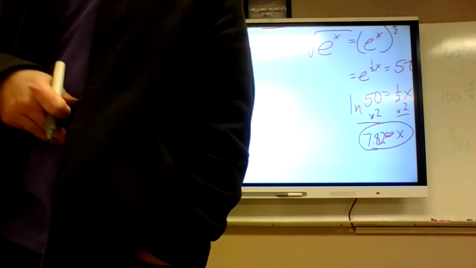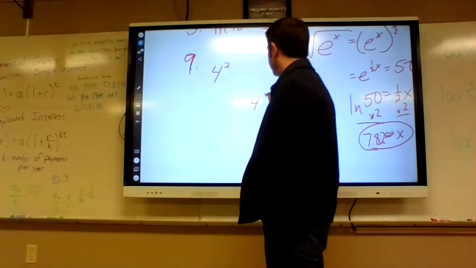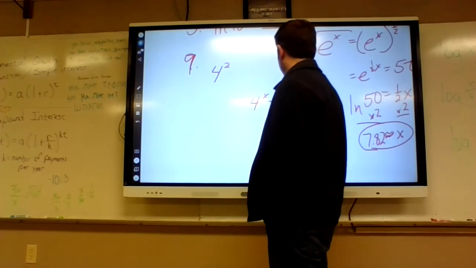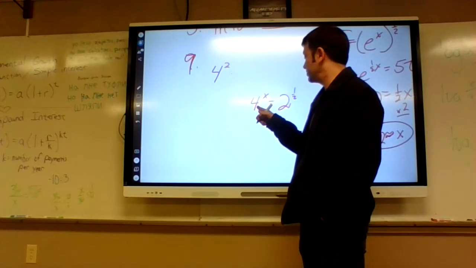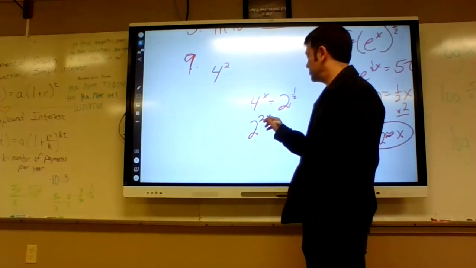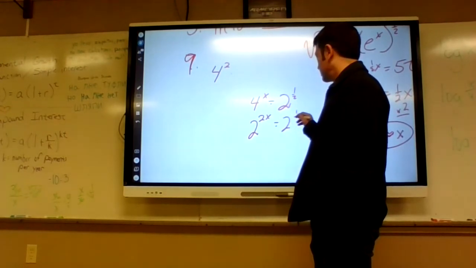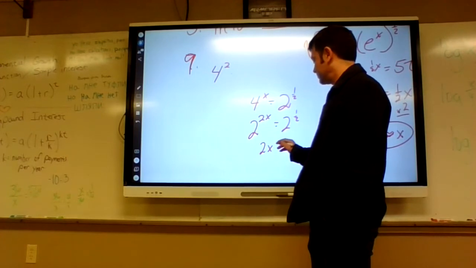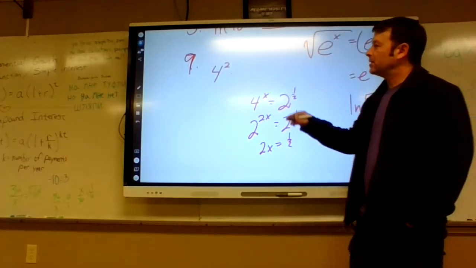And then 4 to the what equals square root of 2? Well, square root of 2 is like 2 to the 1/2, right? What's 4 as a power of 2? Two squared. So this would be 2 squared to the x, 2 to the 2x. That's kind of hard. I looked away for 1 second and I got lost.